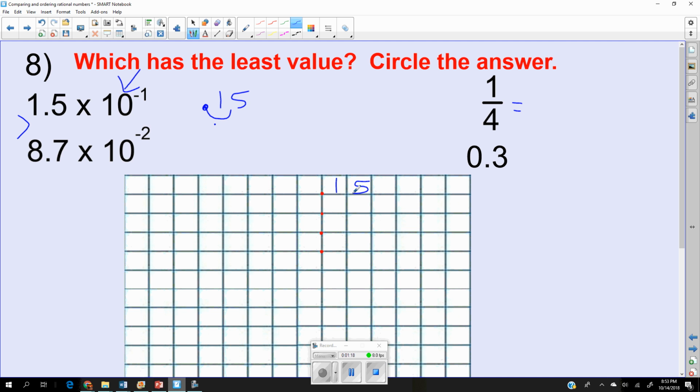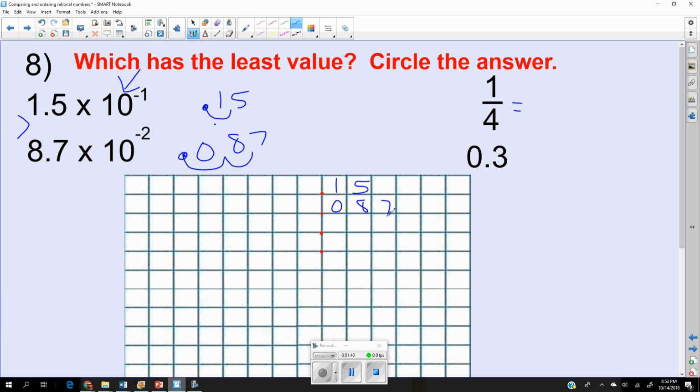All right, so we have 8.7 times 10 to the negative 2. I'm going to write my 8 and my 7, put my pencil where the decimal point is, and this one we're moving 2 places. That's 1, that's 2. Throw in my decimal point, add my 0. Let's put that one on the grid now. So that's 0.087. All right, so those are easy.